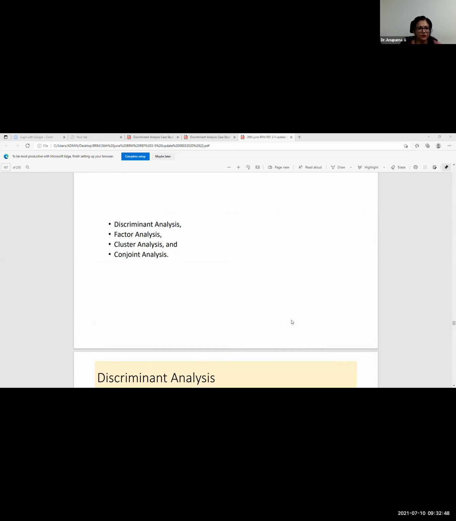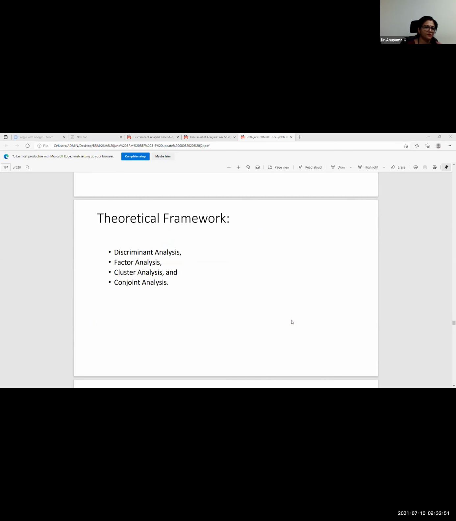Can you see the screen, all of you? Can you see the screen?